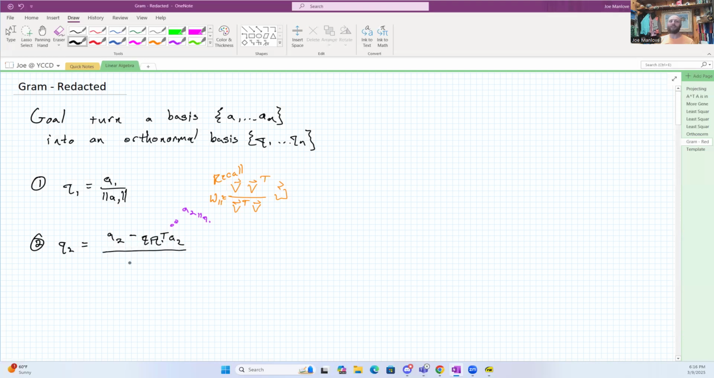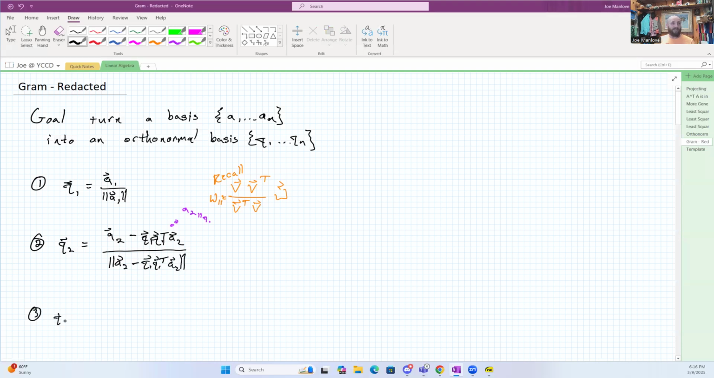Then I need to divide by the magnitude of this whole business. I forgot so many vector hats here, sorry about that. So I need to divide by the magnitude of the result, which is A2 minus Q1, Q1 transpose A2. That's just this top vector, and I'm just dividing by the length. Okay, great. Done.